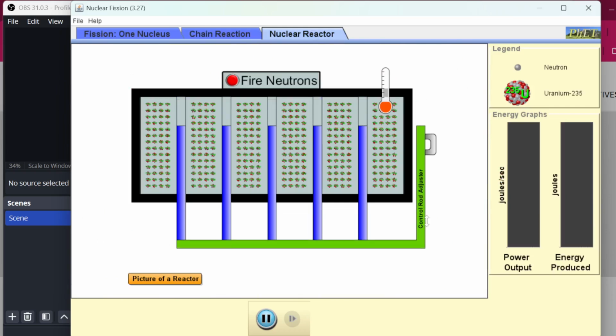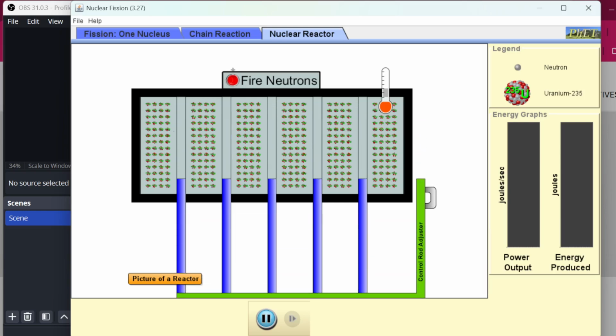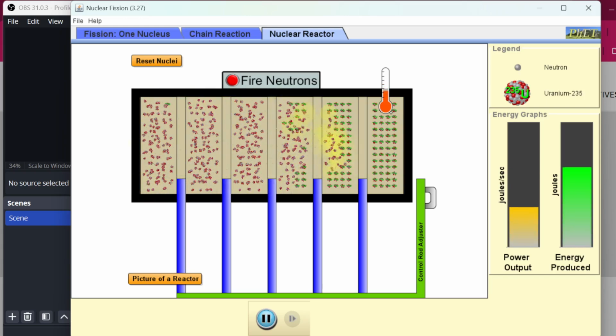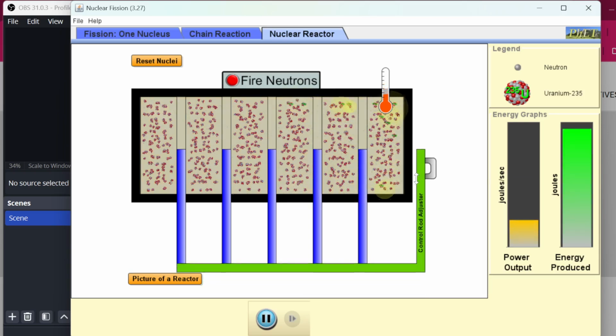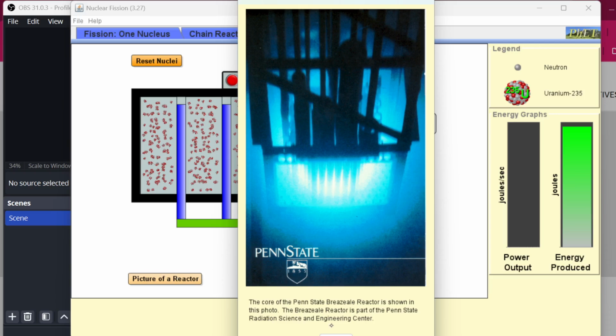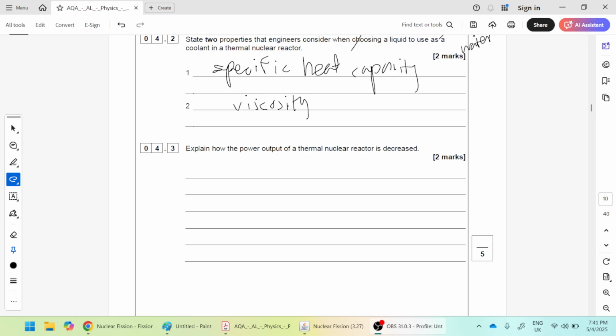That chain reaction inside here is controlled by the control rods. When you fire neutrons, the chain reaction begins, as you can see over here in this zone. The temperature is starting to rise. And to control it, you send the control rods in. The simulation doesn't really show it very nicely. Anyway, let me pause that really quick.